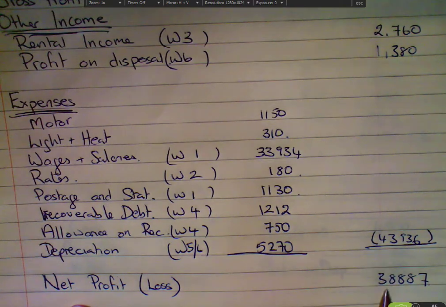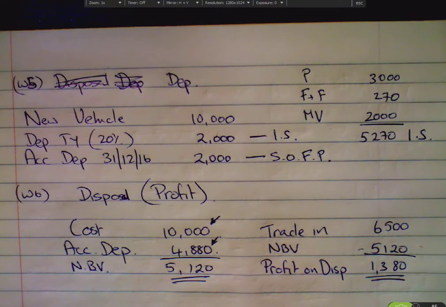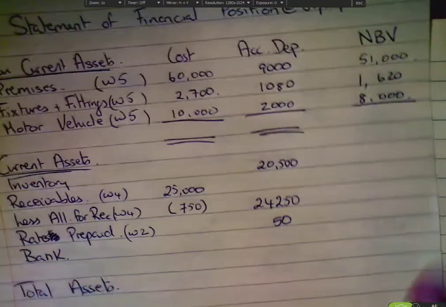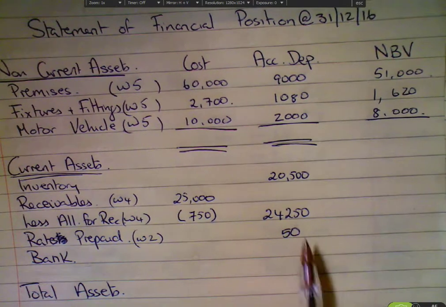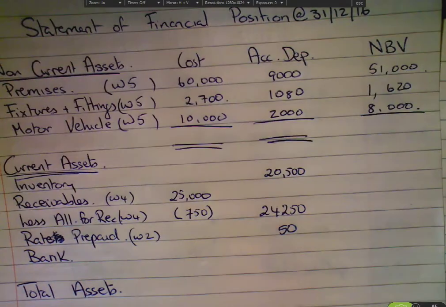Okay, so this figure here is coming out into our statement of financial position. So I'll pop him over here, get my statement of financial position, and see where we are. We've got our inventory figure, receivable figure. Oh yes, we've got to do a bank calculation. We'll come back to this now.